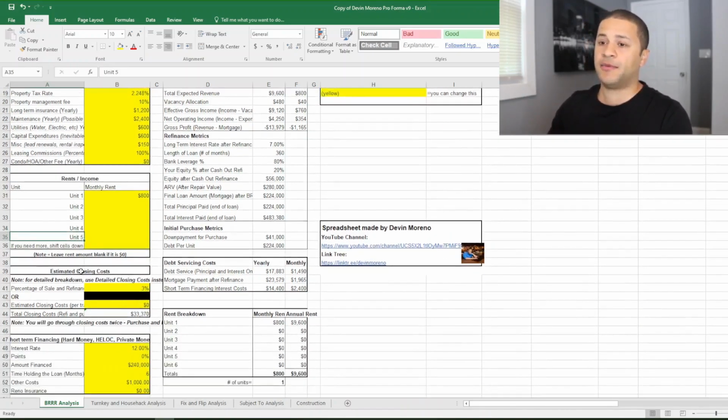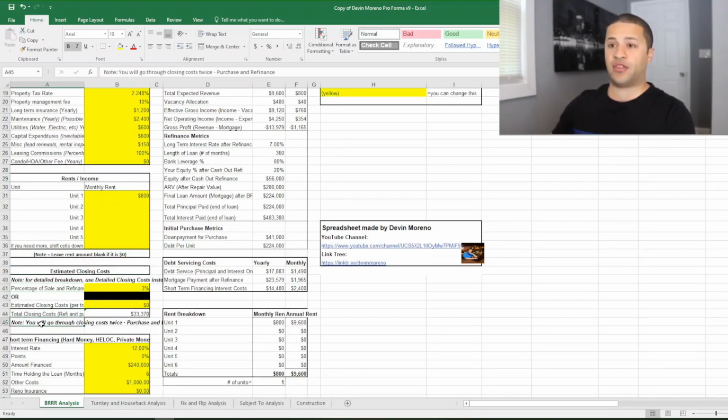So estimated closing costs. Here we have your closing costs and they are going to be going through twice, okay? So note this note here, all right? And it actually says it up here.